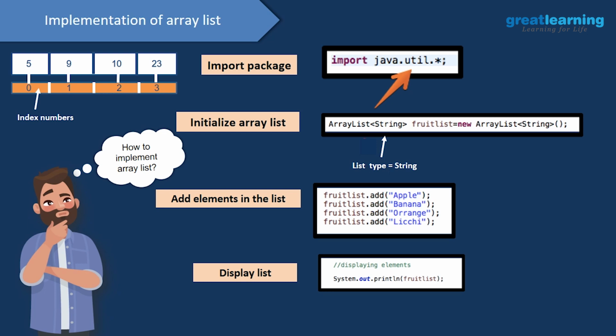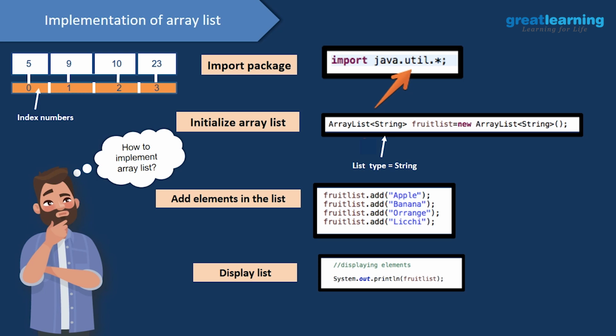For initializing the list, you need to use ArrayList. You need to call the interface ArrayList, then the type of the list you have, like string, int, anything. Then you need to provide the name of the list. Suppose I am using fruit list here. Then you need to write new, the way we create an object, and then again the class name, ArrayList, and then the type of the list, that is string, and the brackets. Okay, this is how we initialize an ArrayList.